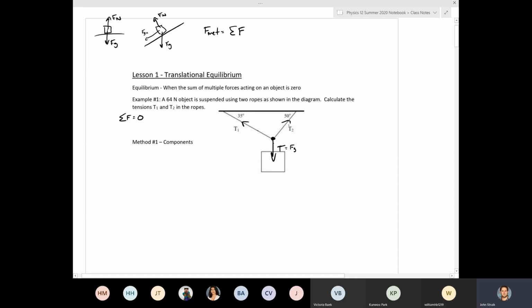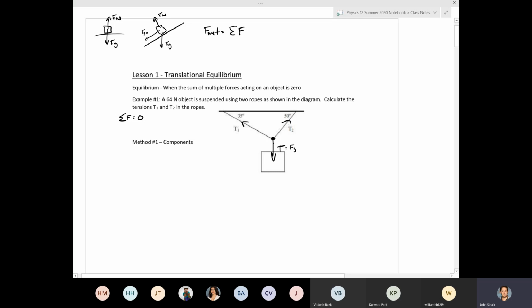So obviously this object is going to be at rest. The net force is 0. It's not accelerating anywhere. It's just sitting there. The first method to solving these, and it's the same as solving vectors, is breaking it into components.